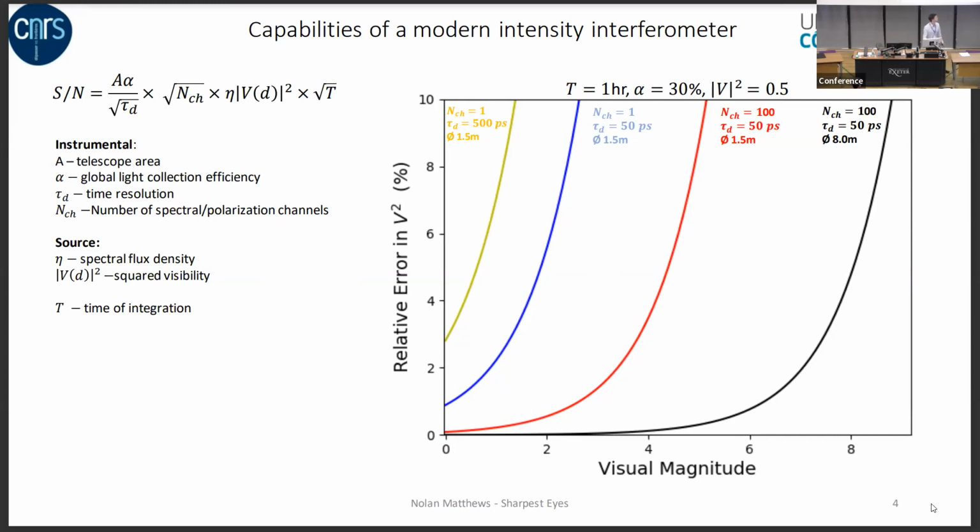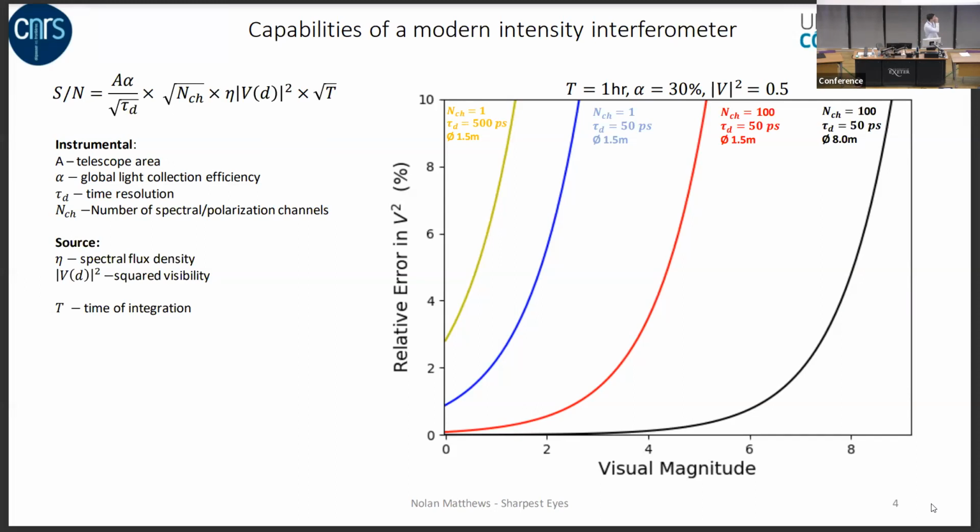What you see on the right is a plot of the relative error in the squared visibility as a function of the visual magnitude for a 1-hour observation, a global light collection efficiency of 30%, and a partially resolved source, with a visibility of 0.5. For a single spectral channel, 500 picosecond resolution, and a 1.5 meter telescope, you're quite limited in what you can do. But as you push the time resolution down to 50 picoseconds and expand the number of spectral channels, you really can start to push.